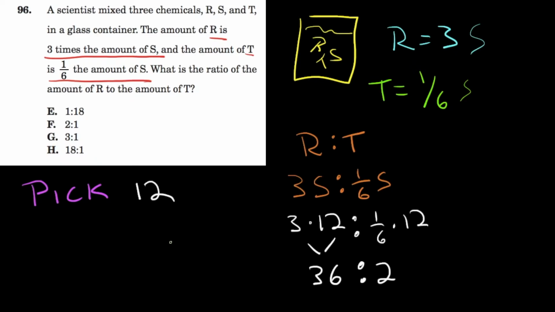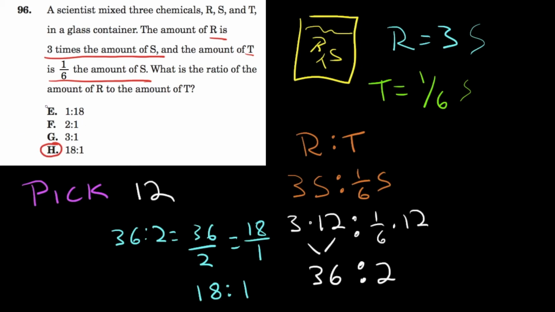Now, we're not done because that's not an answer choice, but we can reduce this just like a fraction. If it helps you to look at it like it's a fraction, I'll write it that way. So 36 to 2 is the same as 36 over 2, which is the same as 18 over 1. Let's convert it back to ratio form, colon form, so that we can get back to the answer. It's this one. Don't let E trap you. Make sure that you're doing R to T, where R is on the left and T is on the right. R is the bigger one, so R is 18.